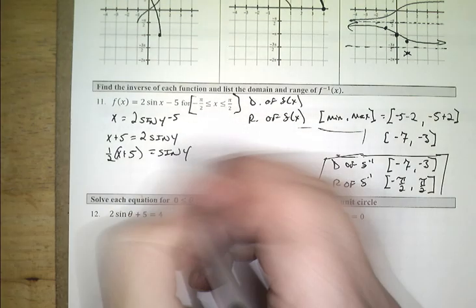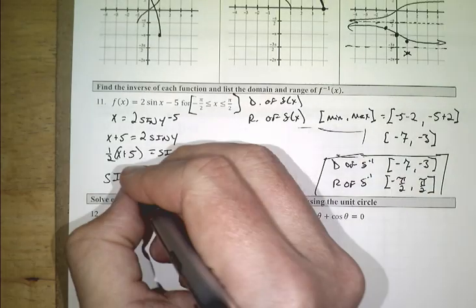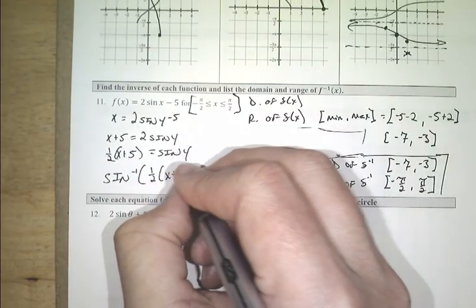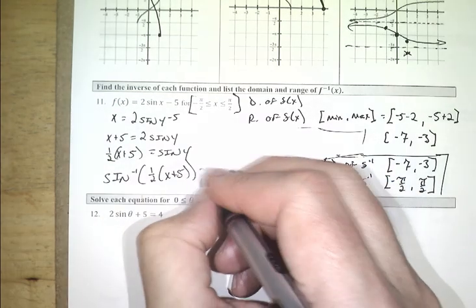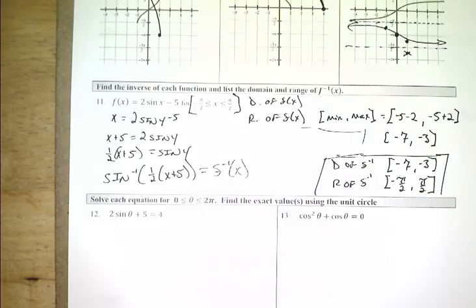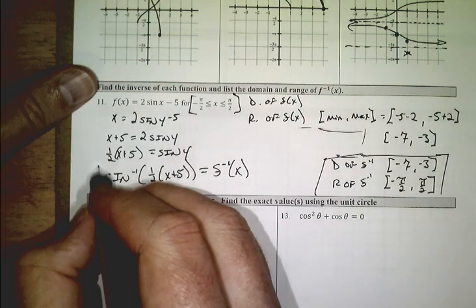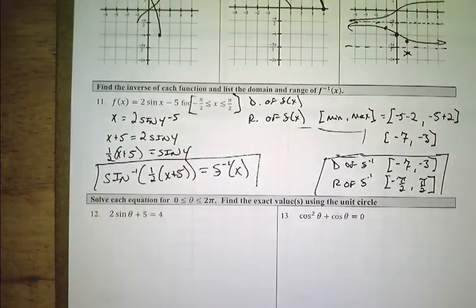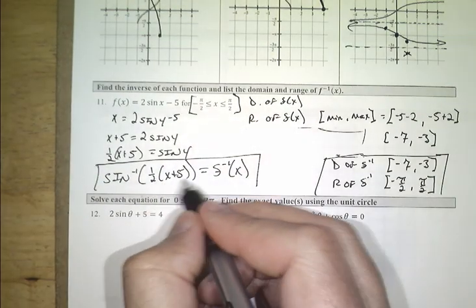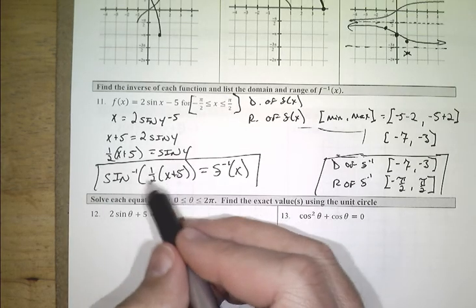And then you take the inverse sine of both sides, so we have inverse sine of 1/2 x plus 5 equals f inverse of x. We'll swap that y to be f inverse now. And so there is our inverse equation. If you put x plus 5 over 2, that is also fine. I prefer this way, just so I can see what a is.